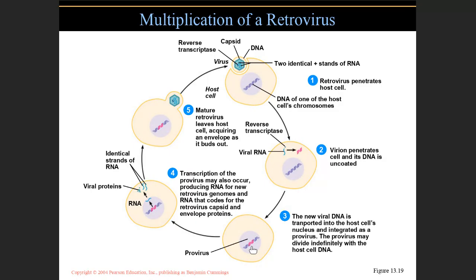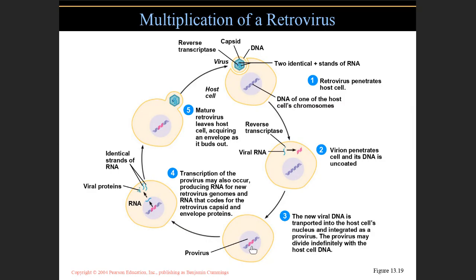Now, the provirus that is integrated with a host cell chromosome is permanent. It never leaves, it never excises, it never cuts itself out like a prophage, right? The provirus is permanent. So what that means is if the cell survives and reproduces, each daughter cell has a copy of that proviral DNA.